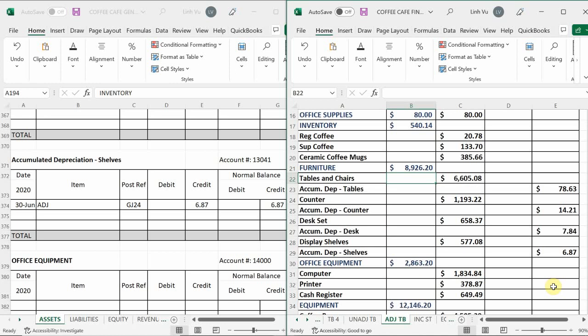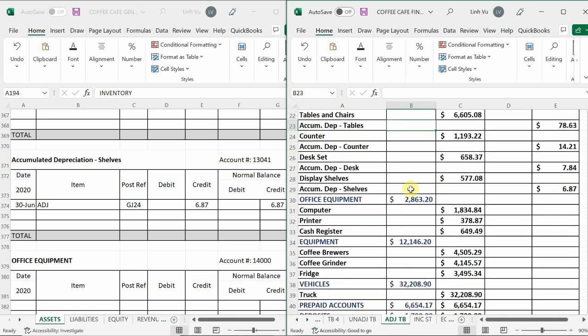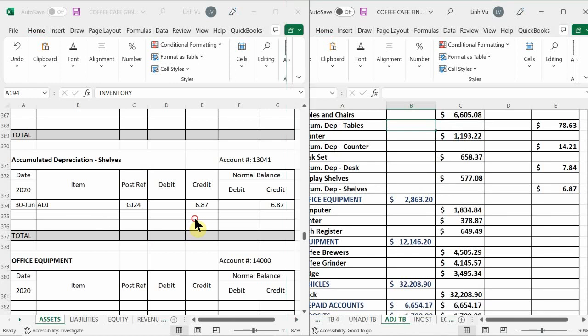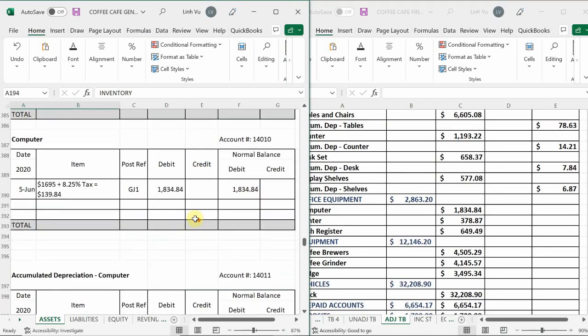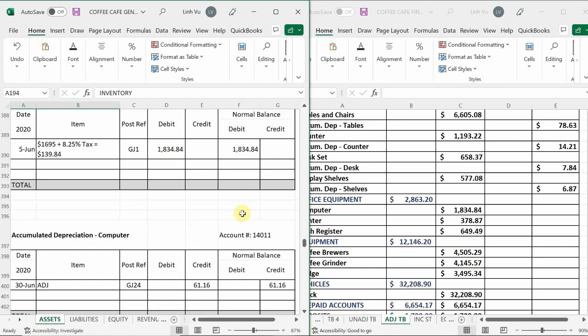Right? So this is my current book value after using my furniture for 1 whole month. It's now worth $8,926.20 when previously it was $9,033. Okay? So not only do you have to do that to all of your furniture, you're going to have to do that to every single fixed asset that you have calculated. So that means I have to do the same thing for my office equipment, right?